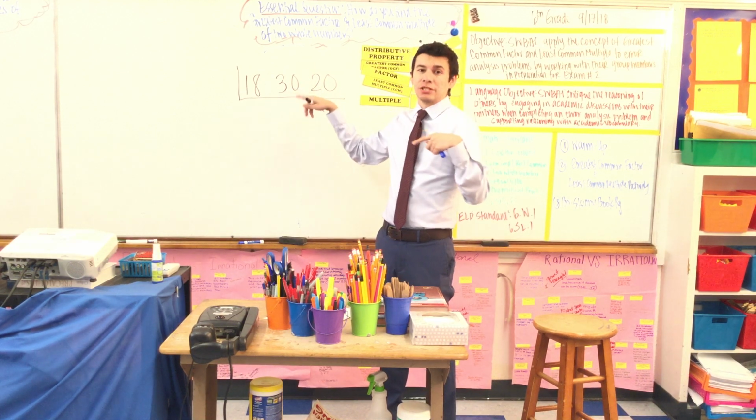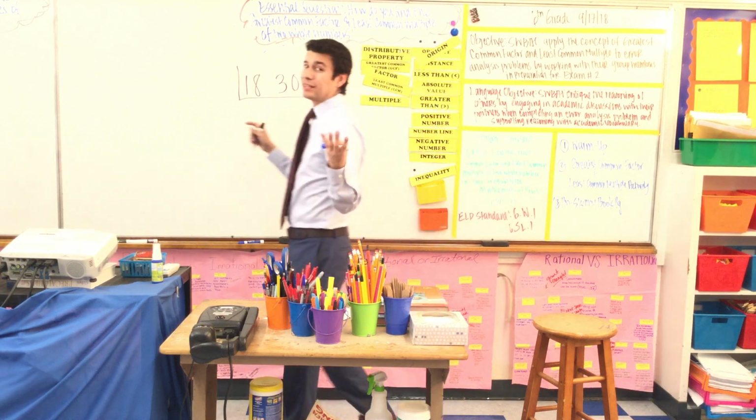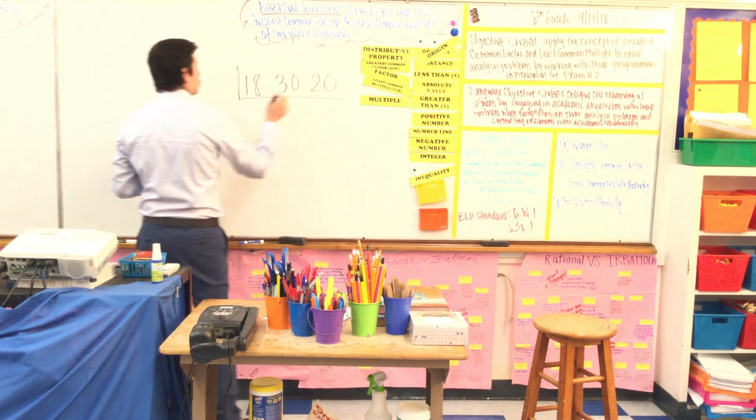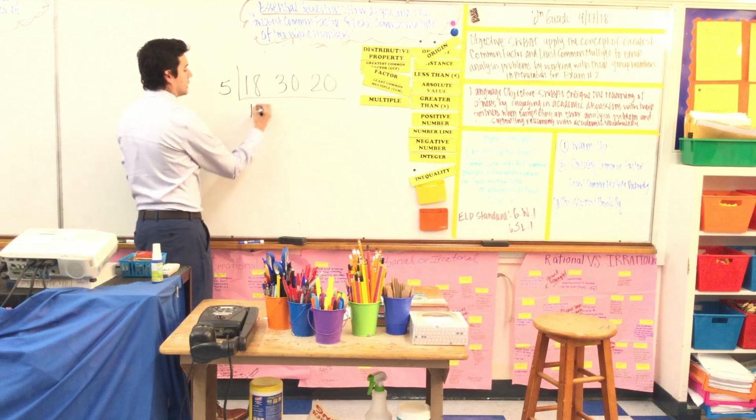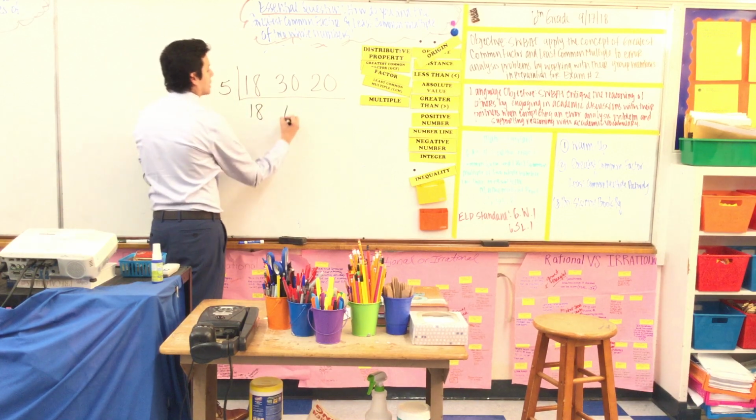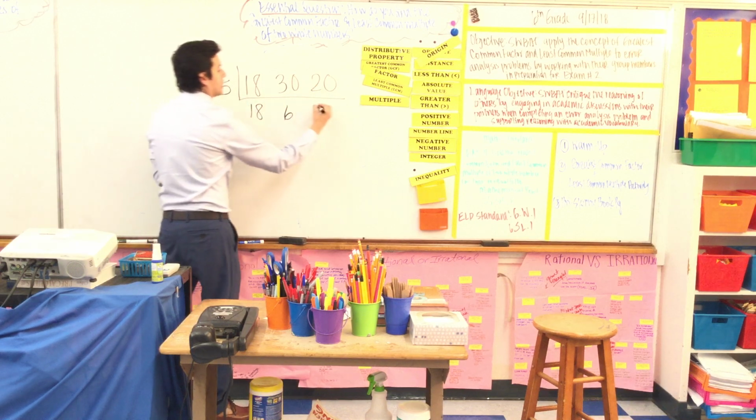So I'm going to look at 2 digits, 30 and 20, and see that you're going to get the same answer. 30 and 20, we'll pull out a 5. 18 divided by 5 is still 18. 30 divided by 5 is 6. 20 divided by 5 is 4.